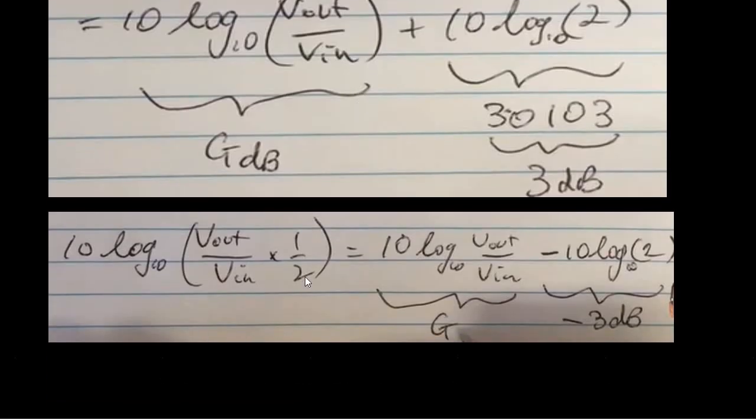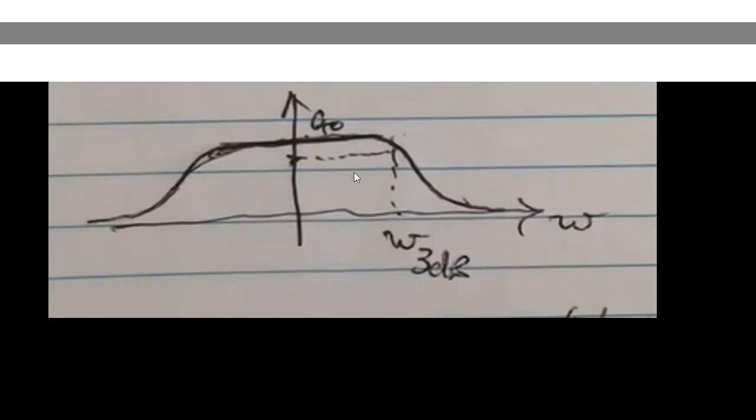So if the gain is reduced to half, in the log property, if something is in the denominator, we subtract it. So we say that there is a 3 dB reduction. When the gain is half, there is a 3 dB reduction, right? So here's the plot.